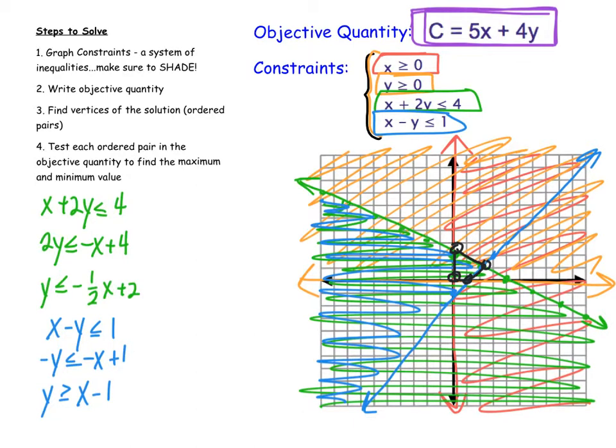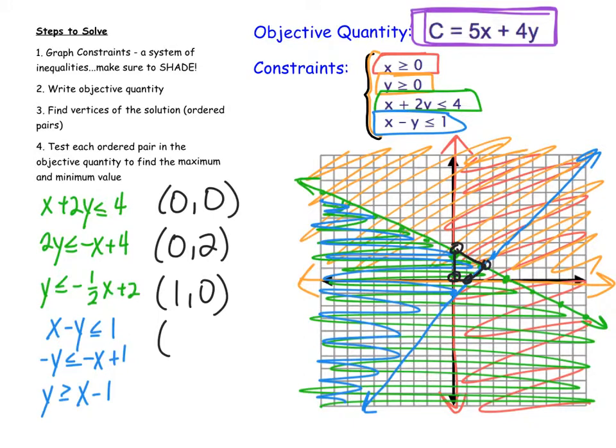So if you look at my graph, I went ahead and put in all of my equations and shaded, and then this little black box is where all of my shading overlapped for all 4 equations. And so I have the vertices (0, 0), (0, 2), (1, 0), and (2, 1). And what I need to do is plug in all 4 of these ordered pairs into my objective quantity to see which one maximizes and which one minimizes my cost.